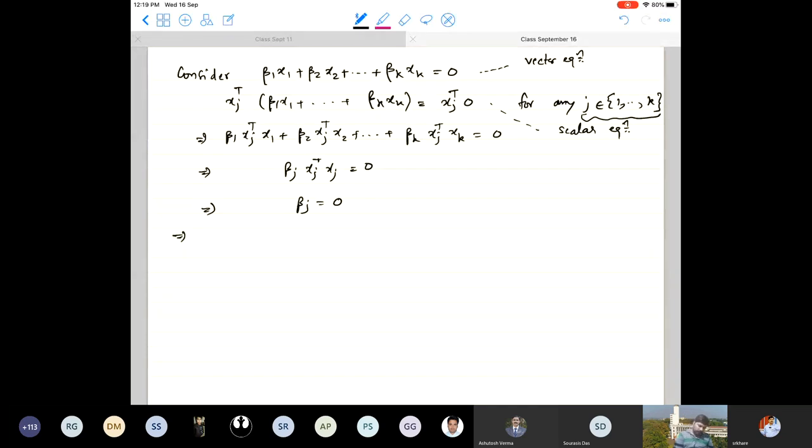So this means that all the scalars beta 1, beta 2, up to beta k have to be equal to 0, which means that the collection x1 up to xk is a linearly independent collection, or the set is a linearly independent set.